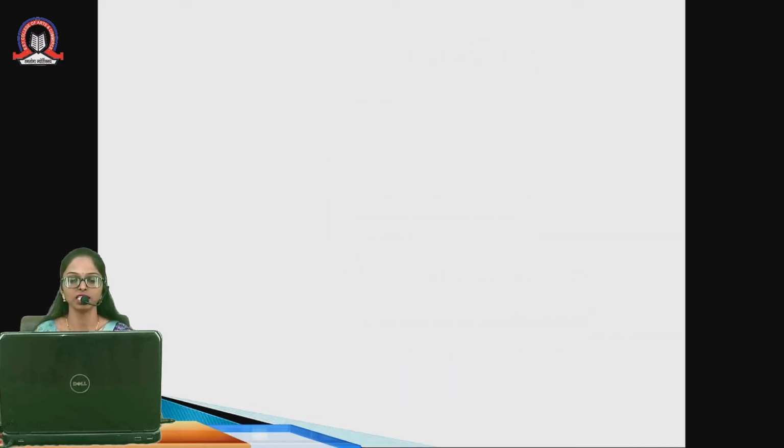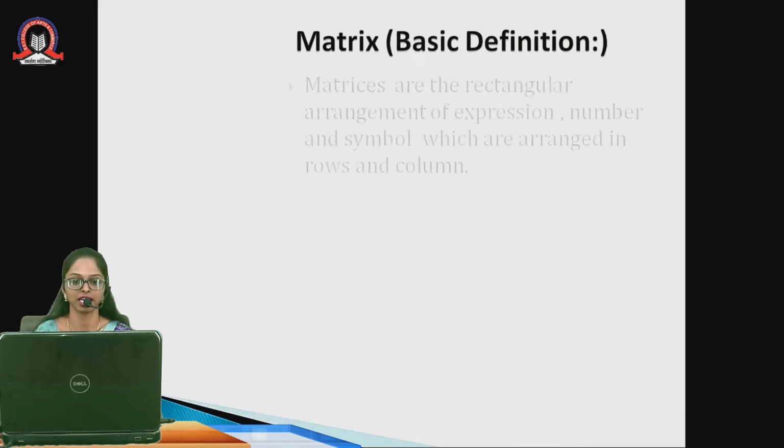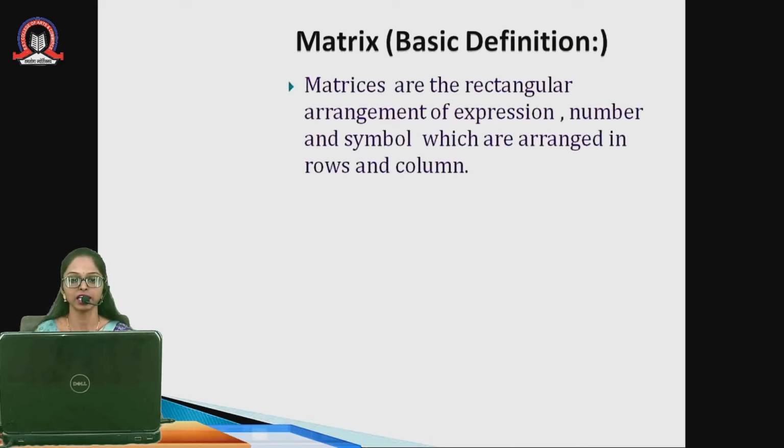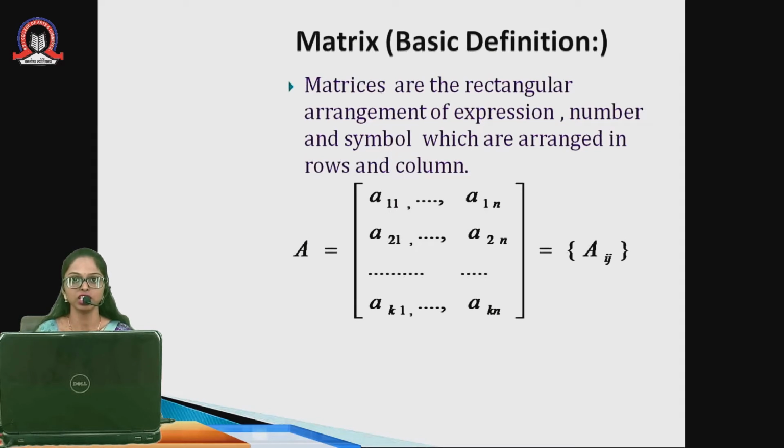First we see what is the definition of a matrix. Matrices are a rectangular arrangement of expressions, numbers and symbols which are arranged in rows and columns. In the general form, A is equal to A11, A12 up to A1n. Next row is A21, A22 up to A2n. The last row we get Ak1, Ak2 up to Akn, which is equal to Aij, where i denotes the number of rows and j denotes the number of columns.